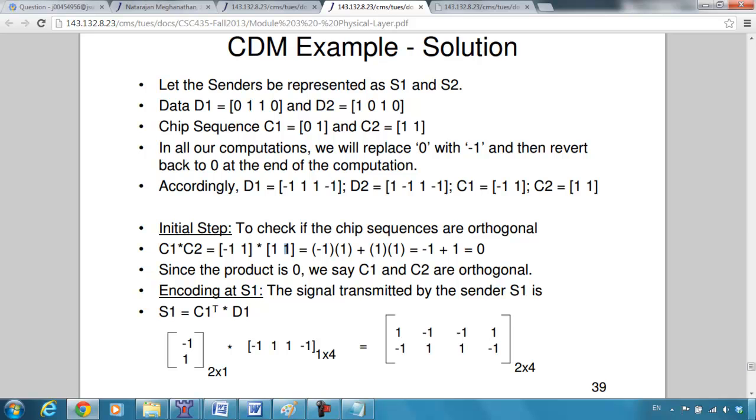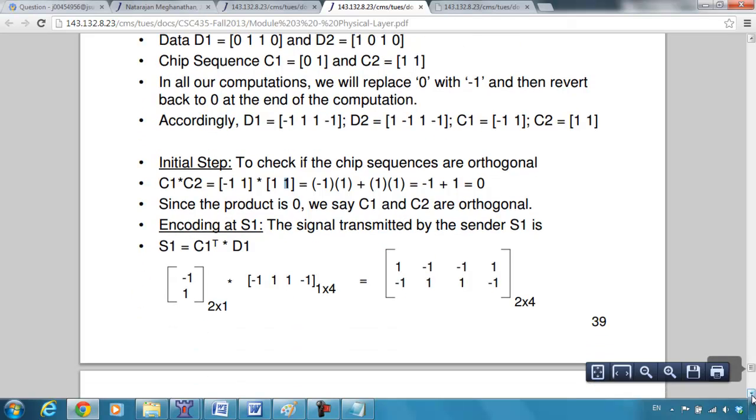So now let's see how we do the encoding at sender 1. To encode, we take a matrix multiplication, where you have the transpose of the chip sequence. The chip sequence is written row-wise, -1, 1. So you want to take a transpose of this, and you get -1, 1 column-wise. So it's now a 2 row 1 column matrix, and then you have the data that you want to send, which is given by 0 1 1 0.